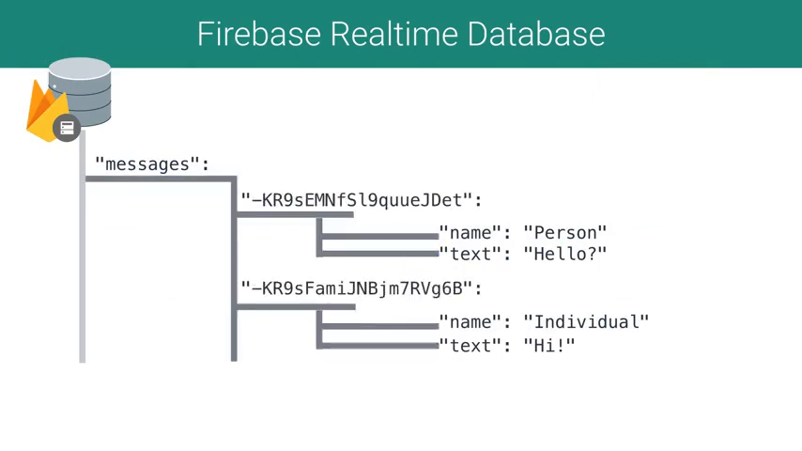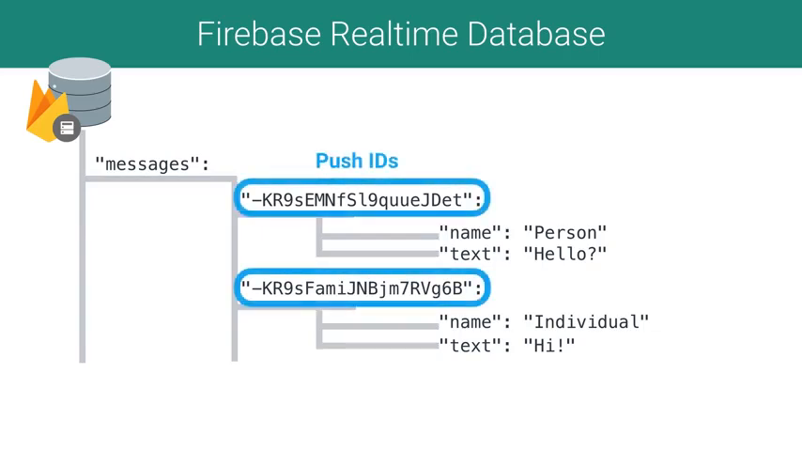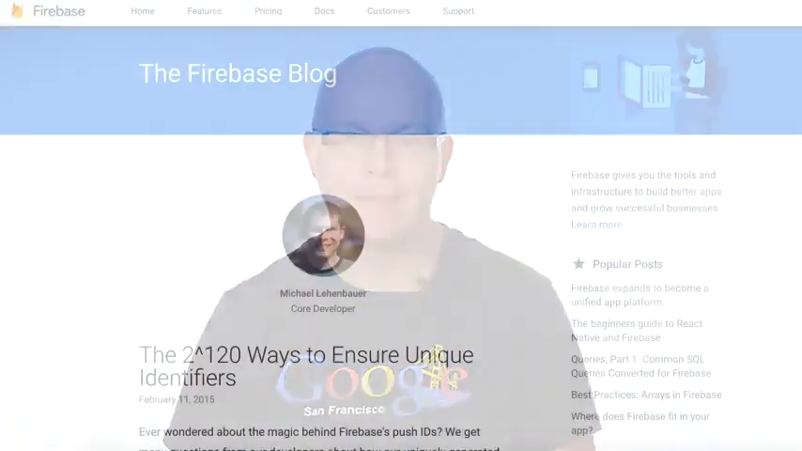But that are still ordered, like our numbered message keys. These unique keys are called push IDs in Firebase, because they are generated with the push function, or when you're on iOS, the function called child by auto ID. We'll talk about the push function later, and we'll work with push IDs in the Friendly Chat app.